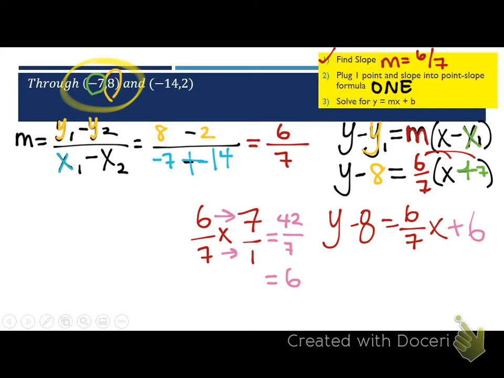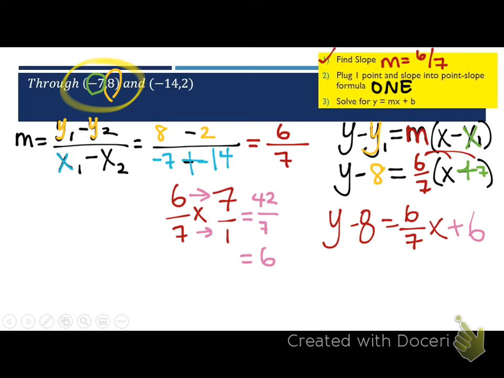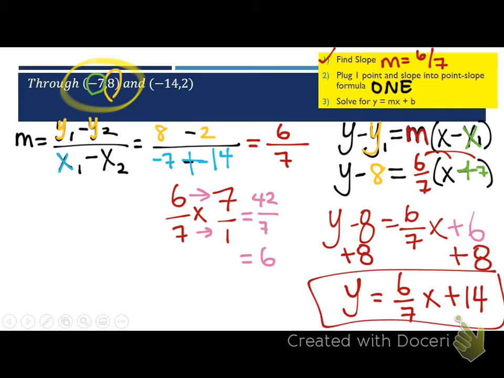My last step to get y by itself, I'm going to add the 8. So y equals, perfect. Okay, again, I'm going to show you Desmos.